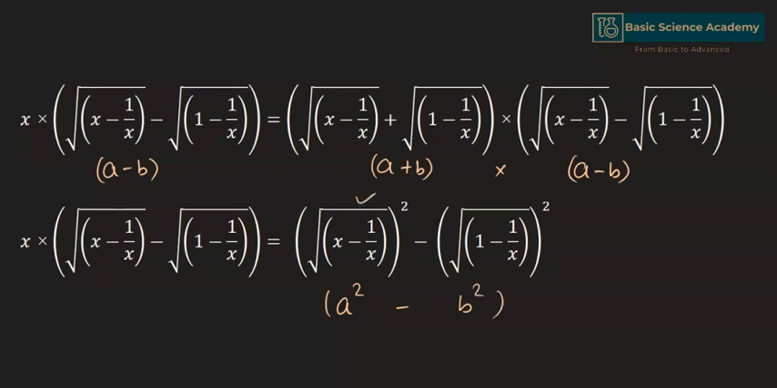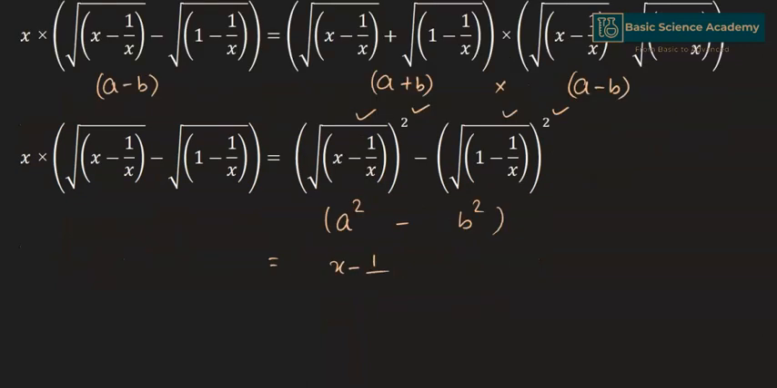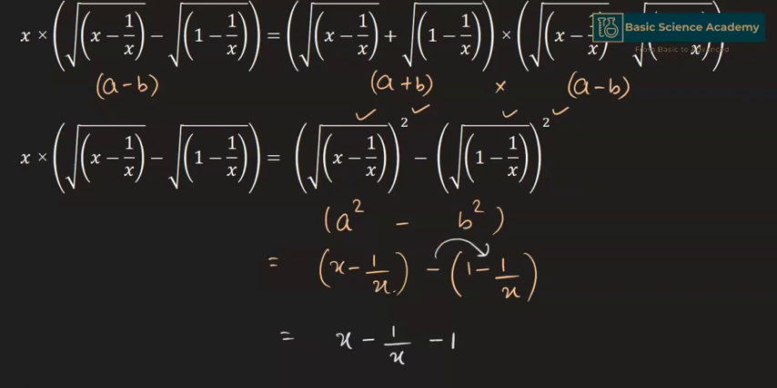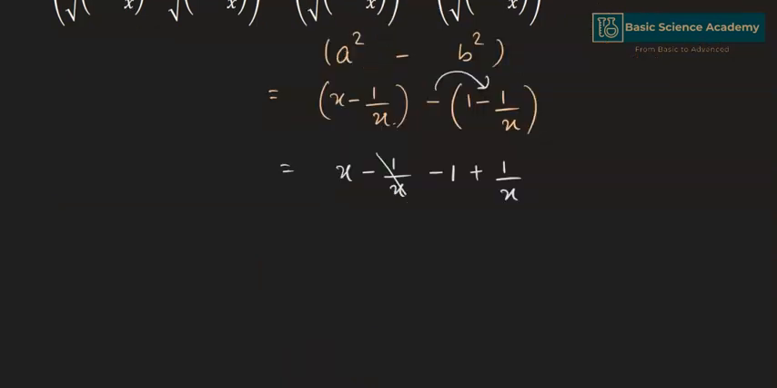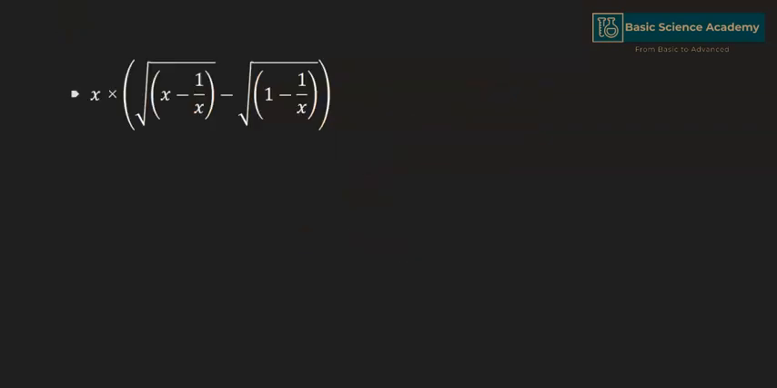Here the square root and square will cancel out to give x minus 1 divided by x minus 1 minus 1 divided by x. This gives x minus 1 divided by x minus 1, and this minus and minus will become plus 1 divided by x. Minus 1 divided by x and plus 1 divided by x will cancel out to give x minus 1. Hence, x multiplied by a minus b is equal to x minus 1.